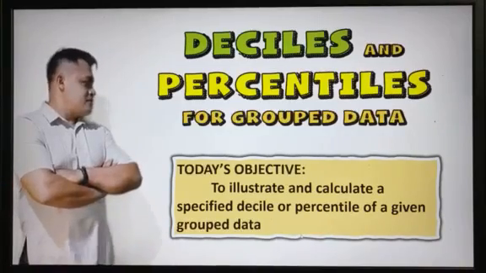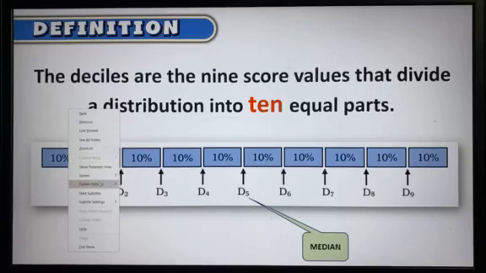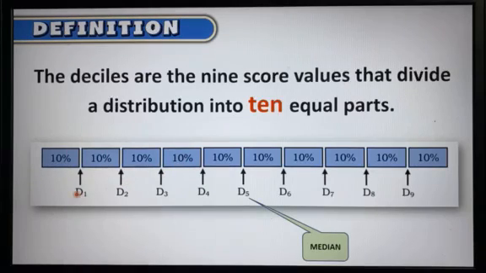So, let's have a review of what we have tackled in the previous modules about deciles. The deciles are the 9 score points that divide the distribution into 10 equal parts. In this particular illustration, we have D sub 1, D sub 2, D3, D4, D5, D6, D7, D8, and D9. And these deciles divide the distribution into 10 equal parts, so every division of our distribution has 10%. And decile 5, or the 5th decile, is also the median of the distribution.